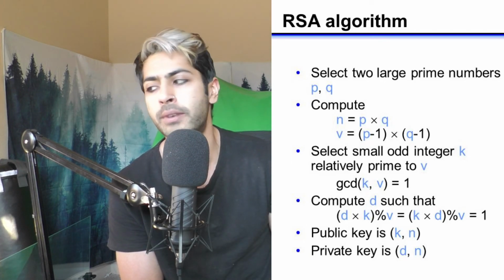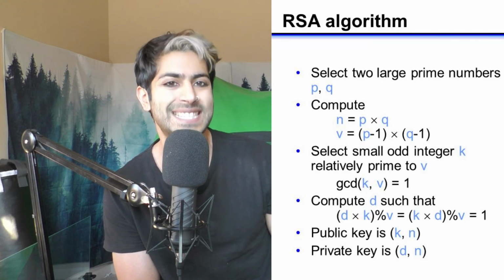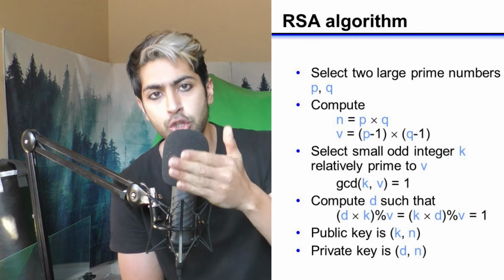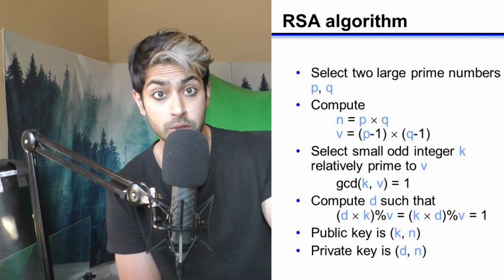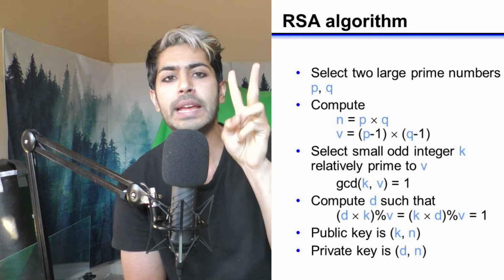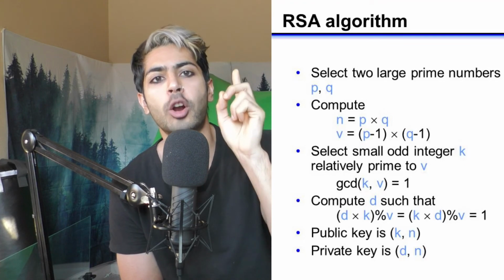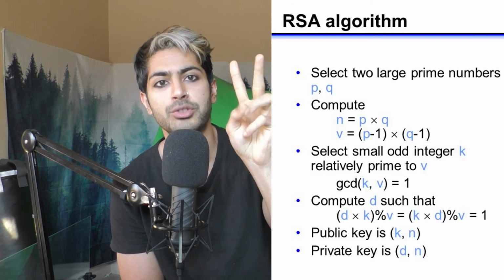So what's a prime number? 7 is a prime number because what divides into 7? 1 and 7. What's not a prime number? 8, because what divides into 8? 2, 4, and 8. You see what I'm saying? That's what a prime number is. So the RSA algorithm generates a public and a private key pair starting with 2 large prime numbers.